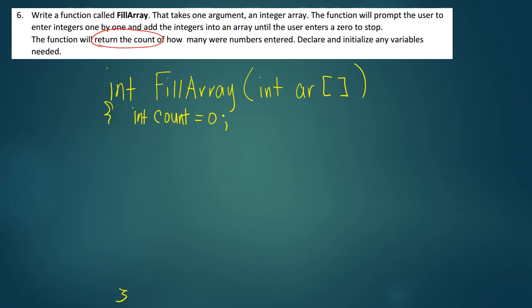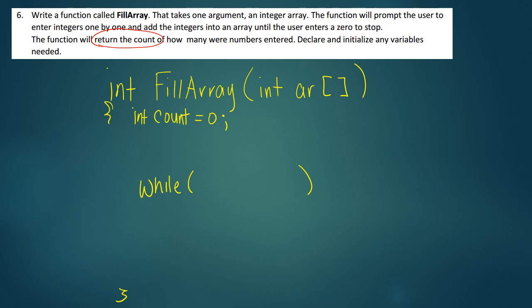Then we're going to have a while loop, and we're going to get an element from the user to put into the array, as long as it's not a 0. So we're going to have our while loop, and we'll have a condition. What are we going to be doing? We're going to be getting a number from the user, making sure it's not a 0, and then putting that number into the array and adding more to our count. All right, so count is going to keep track.